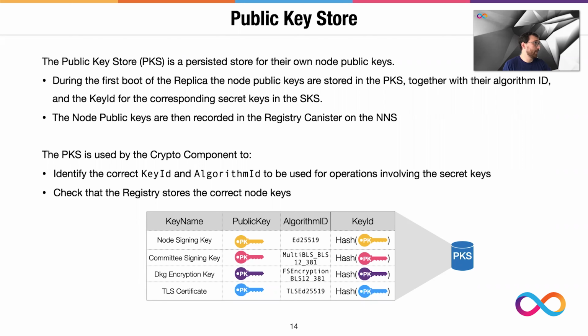And so the main reason for the public key store, I partially already said, is that it is used to identify the correct algorithm ID and key identifier to perform secret key operations, so that we can call the CSP correctly. But the other is also to check that the registry actually contains the correct public key for the node at any time. So for example, if the replica comes up, it will first check whether the registry contains the correct set of keys.